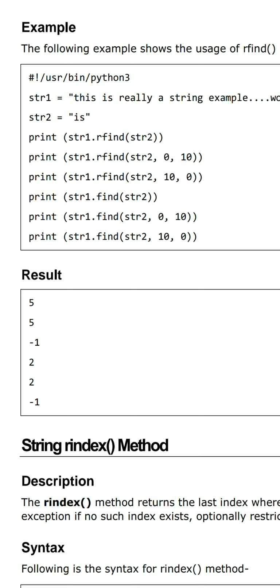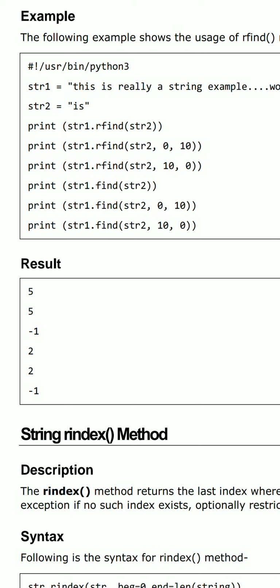Consider the second print statement, str1.rfind(str2, 0, 10). This specifies the search from position 0 to position 10 in str1. So it also found the string at the fifth position. Next, the third print statement is str1.rfind(str2, 10, 0). There is no such string in str1 for that range, that's why it returns -1.